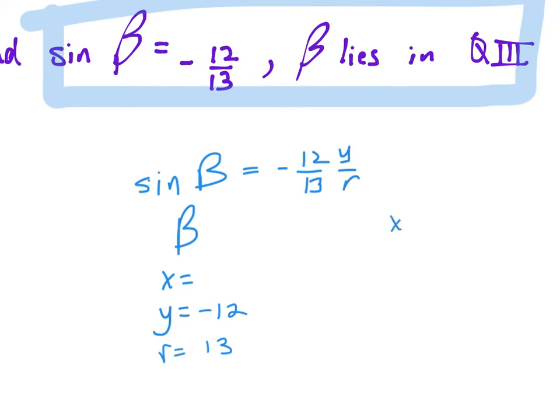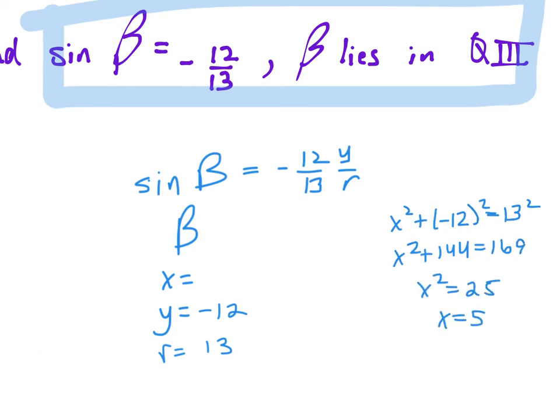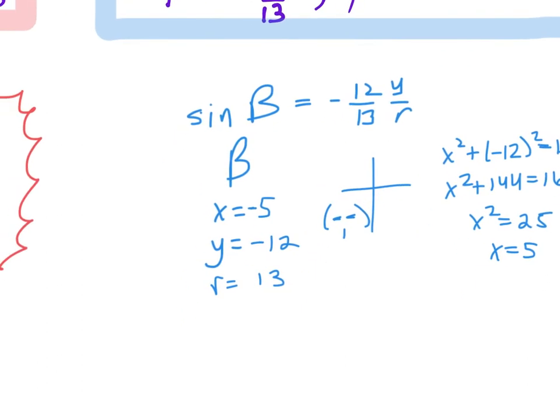So now let's find x. X squared plus negative 12 squared equals 13 squared. So x squared plus 144 equals 169. X squared equals 25, so x equals 5. Now, the second thing that they told us is that beta lies in quadrant 3. Guys, if beta lies in quadrant 3, that means both my x value and my y value are negative. So that negative 5 is important that we write that in.